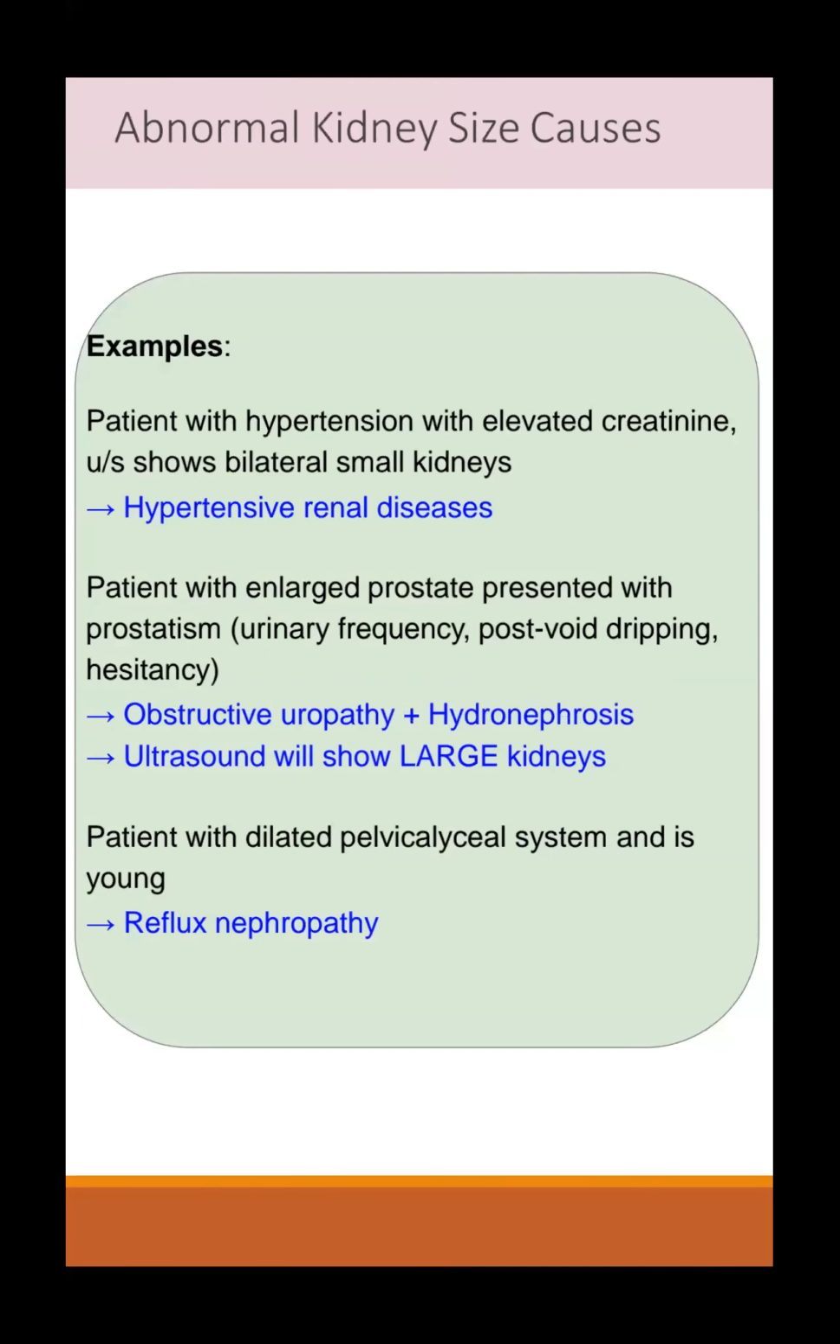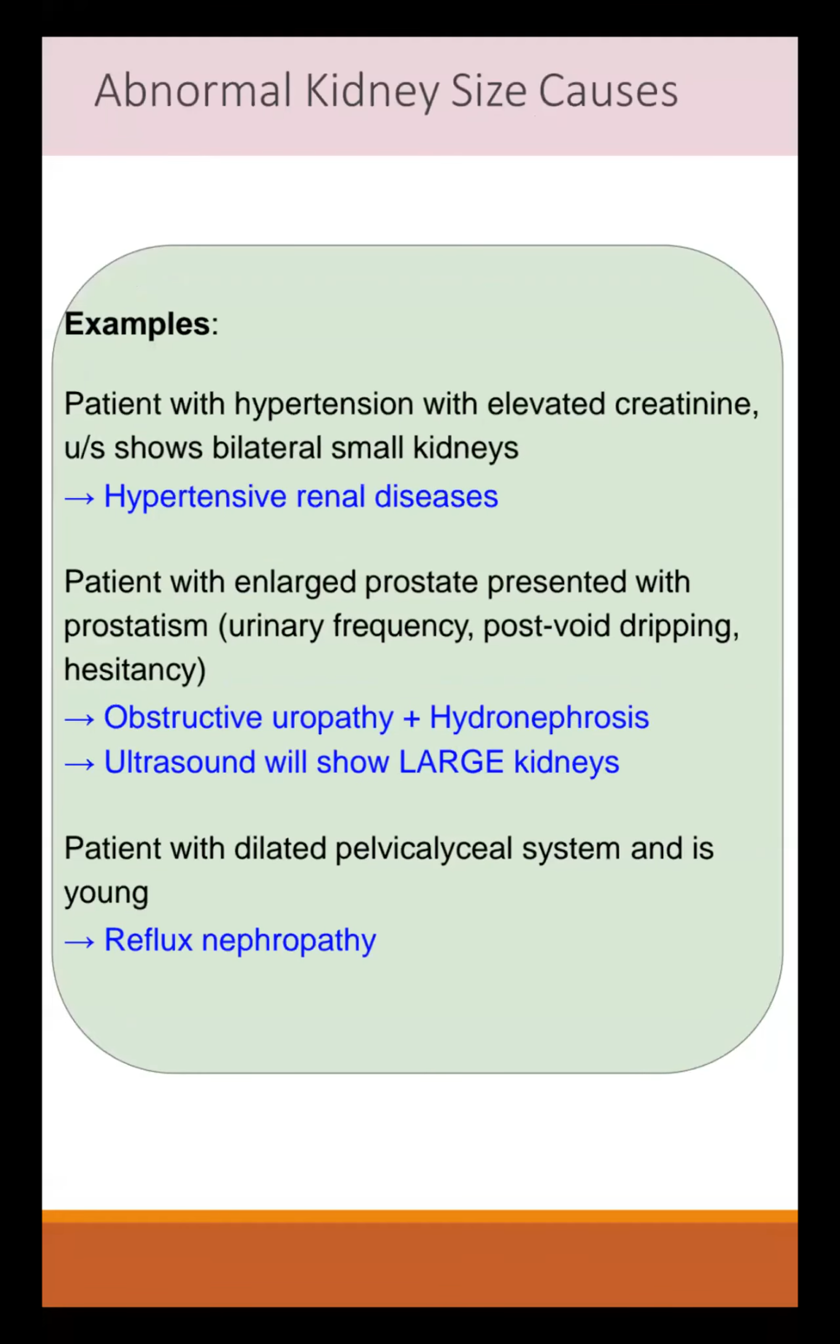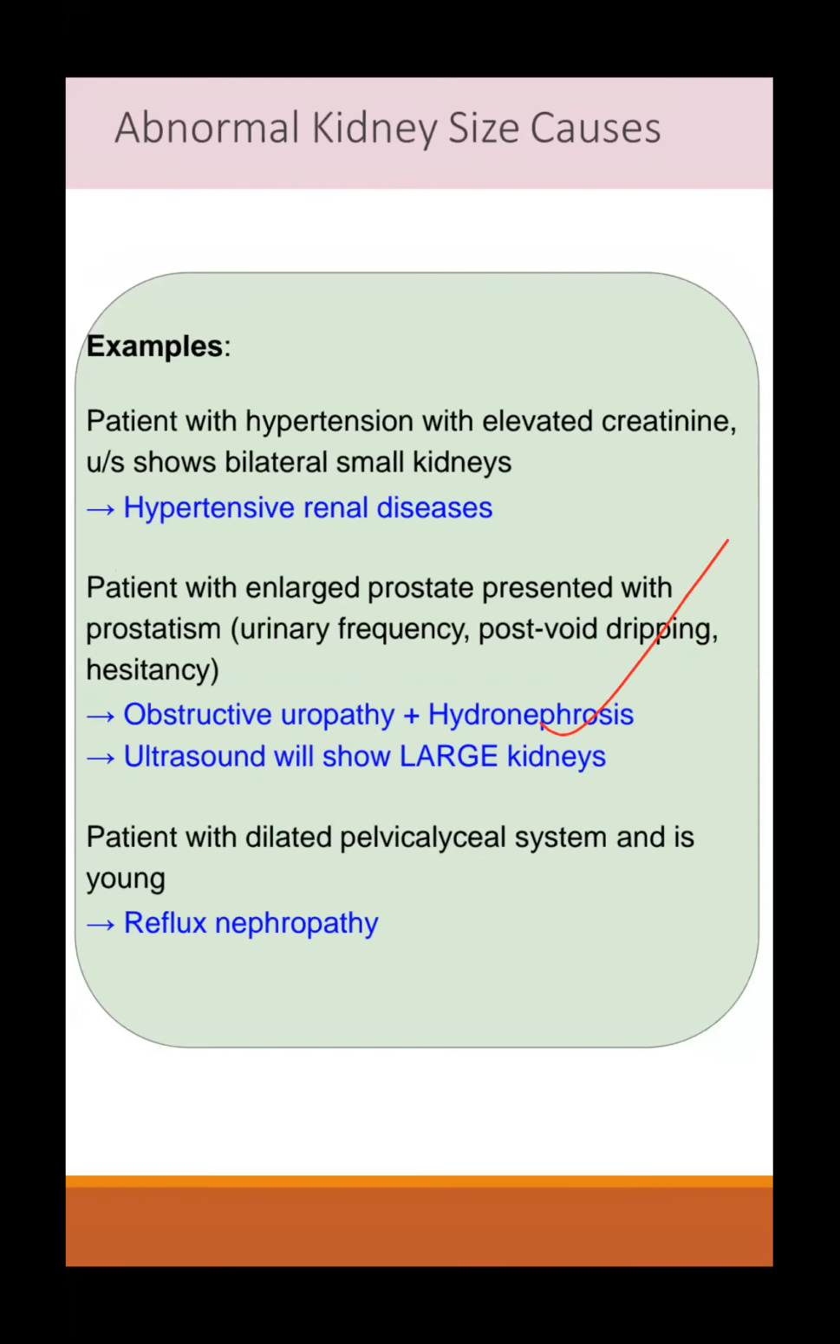Large kidney size is seen in obstructive uropathy and hydronephrosis; ultrasound shows a large kidney. There will be reflux nephropathy: frequent UTI causes reflux nephropathy, which causes hydronephrosis. The pelvicalyceal system will be dilated, which causes abnormal kidney size.